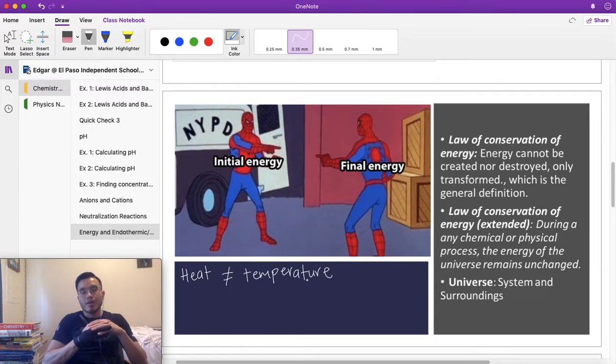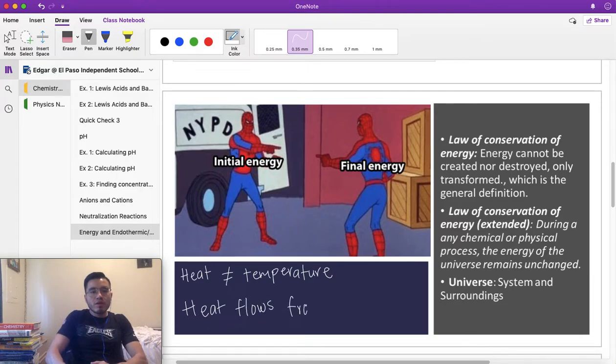Okay? The next one is heat or thermal energy flows from hot to cold. That is, when two objects are in contact with each other, heat or thermal energy will be transferred from the object with the higher temperature to the object with the lower temperature. Okay? Now, there's a reason why energy is transferred.